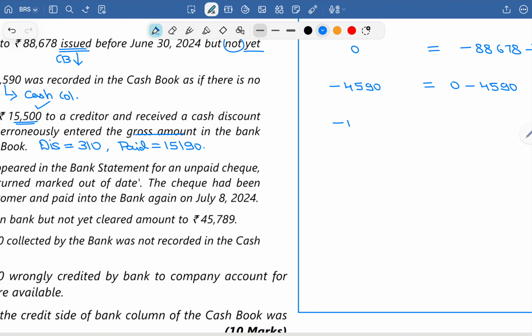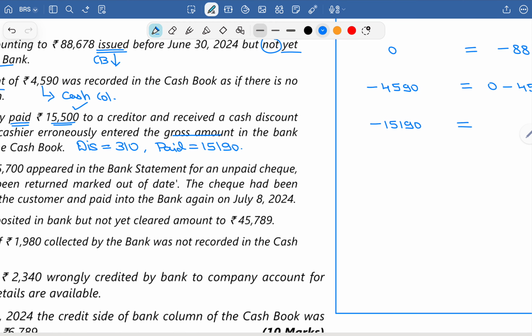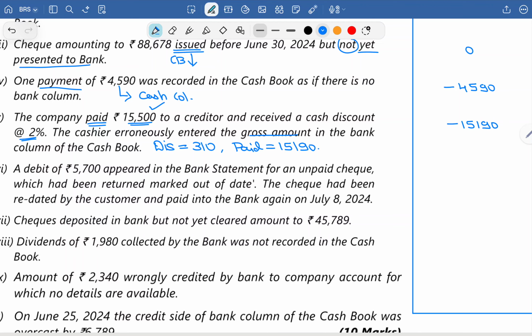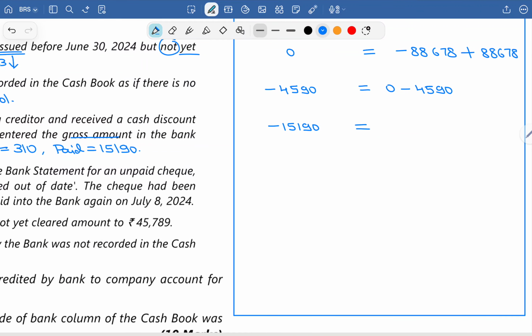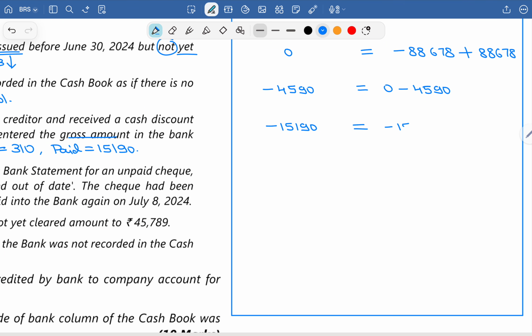15,190. So in the passbook, 15,190 has decreased, but while making the entry in the cash book, instead of the net amount, we have entered the gross amount. So minus 15,500 we have made. So to make them equal, how much do I have to add here? 310. So minus 15,500 plus 310. The net impact will be minus 15,190 and the passbook is also minus 15,190. So add 310 is my adjustment.